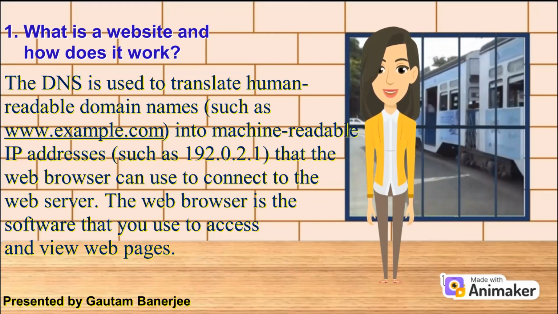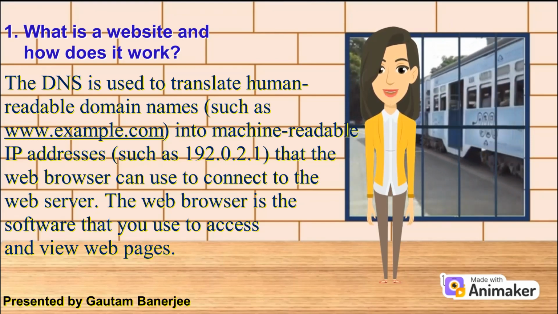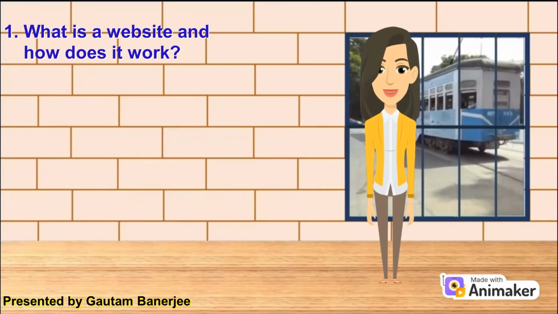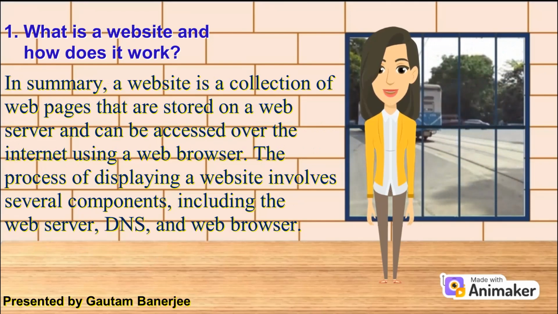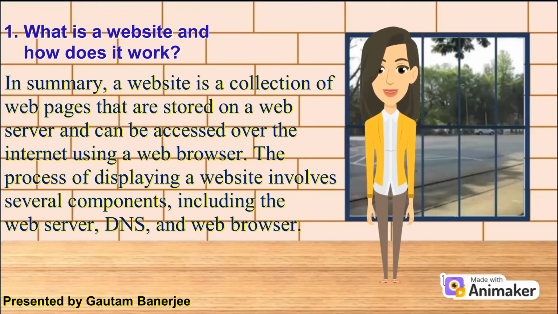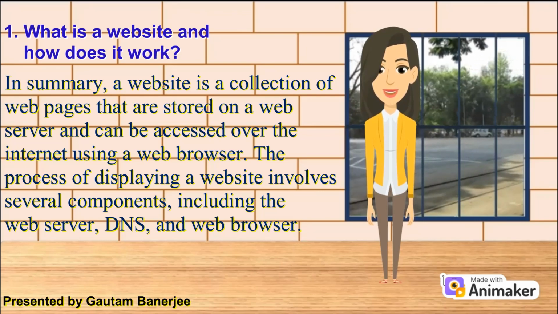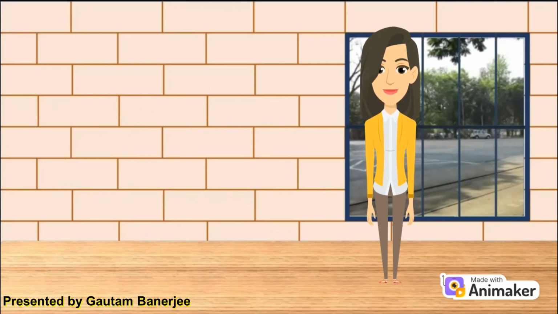The web browser is the software that you use to access and view web pages. In summary, a website is a collection of web pages that are stored on a web server and can be accessed over the internet using a web browser. The process of displaying a website involves several components, including the web server, DNS, and web browser.